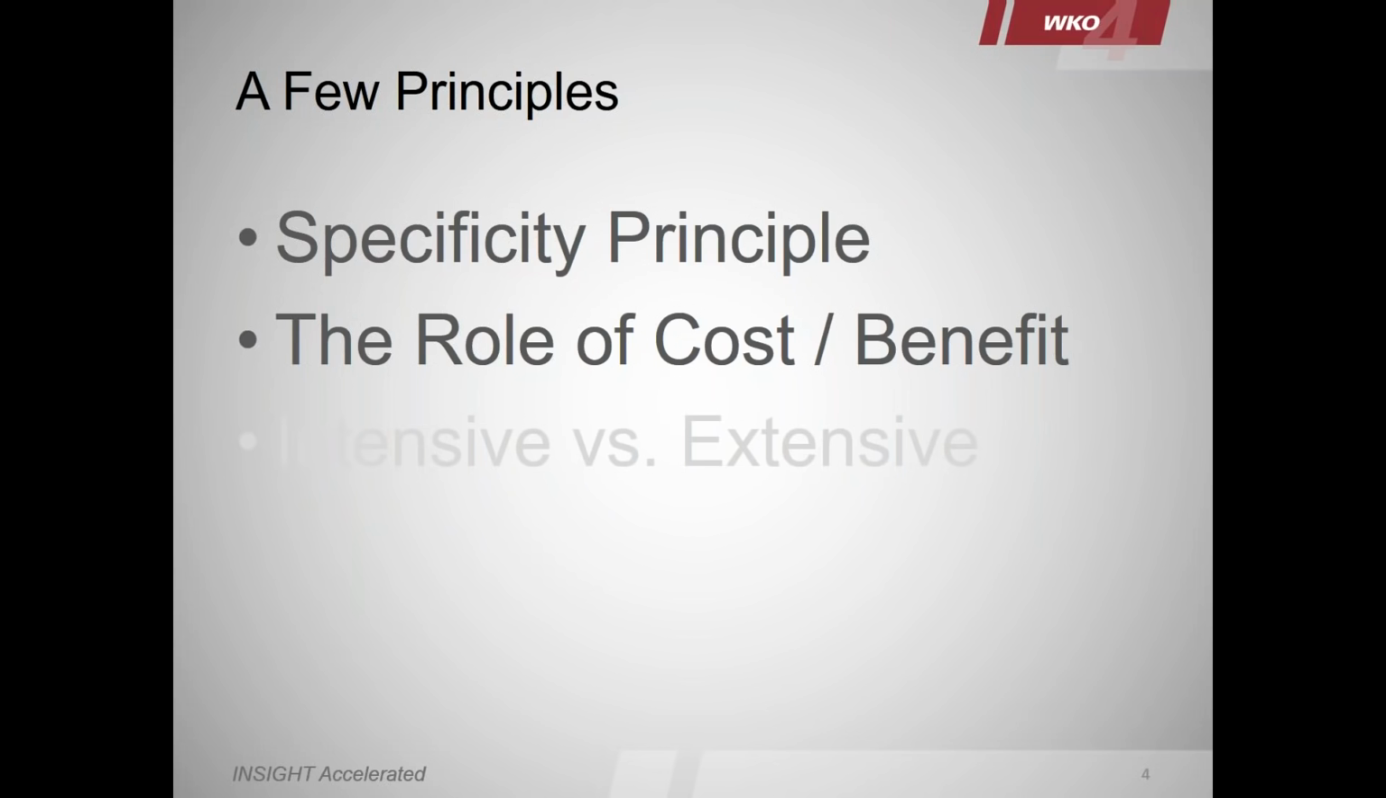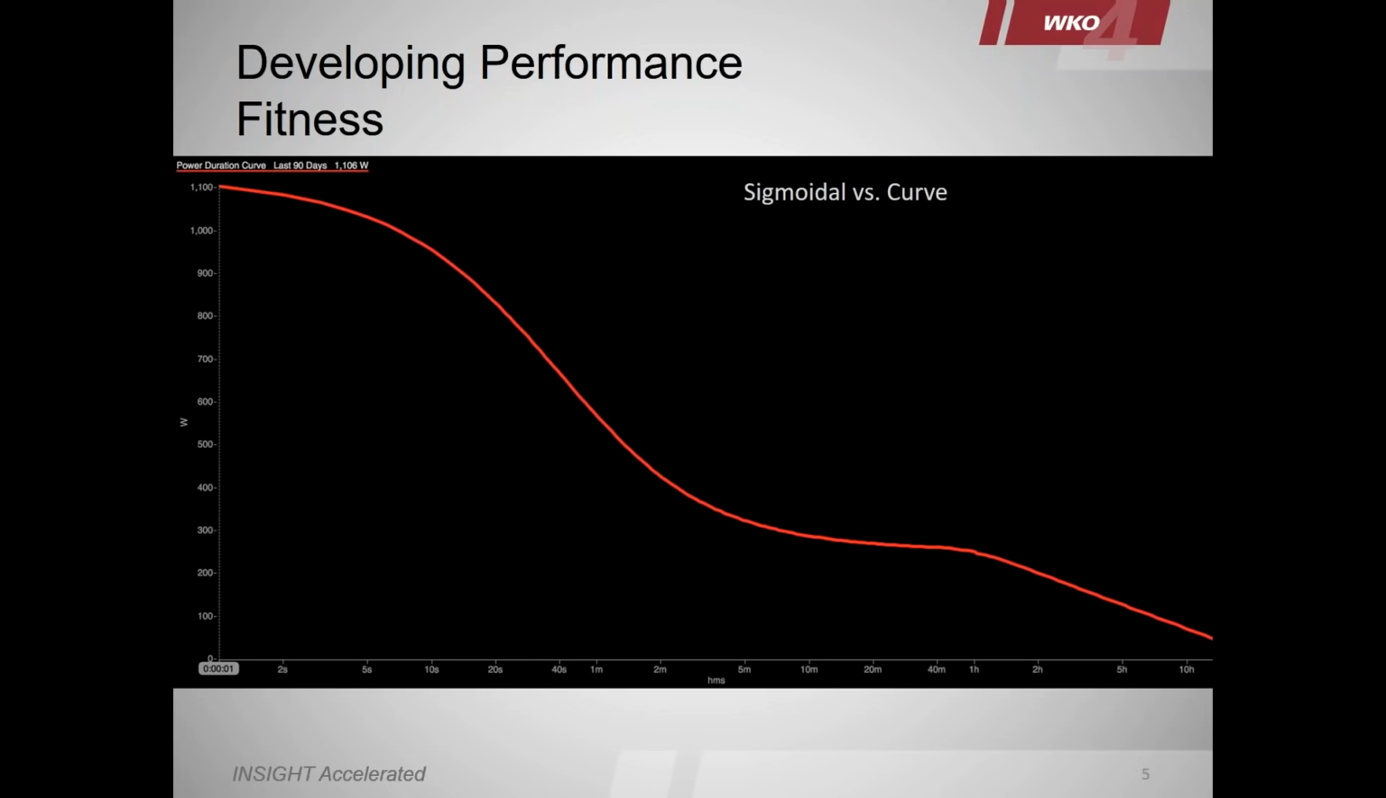The first 2 I'm going to tackle in the first couple of slides by showing you some examples of a power duration curve. So talking about specificity and the role of cost benefit. When we see a power duration curve, and this is one right here on the screen representing some athletes' estimated maximal power based off Dr. Andy Coggin's power duration curve metric.